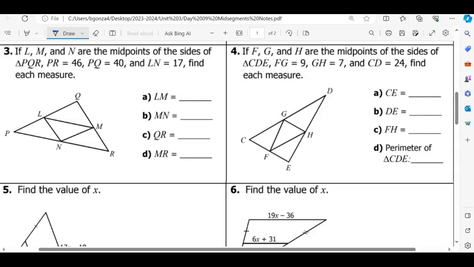Really? Oh, right. Yes. So here we go. This is a mid-segment triangle inside of a triangle, which is basically a Triforce. Look at that. All right.